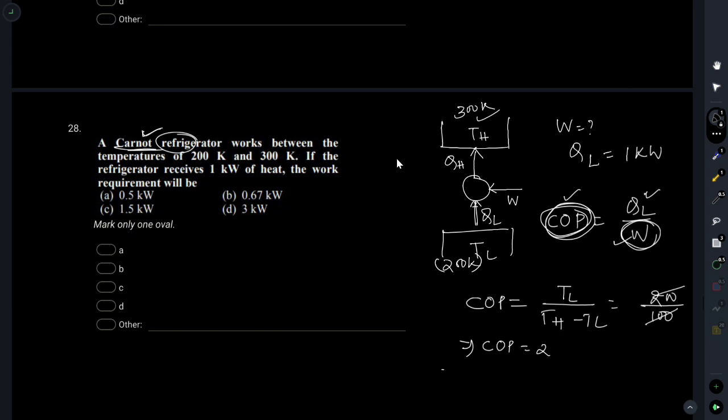And that means QL by W will be equal to 2. So W will be equal to QL by 2. QL is given to us as 1 kilowatt, so 1 by 2. So W can be found out as 0.5 kilowatt. Done. So here option A will be the correct one.